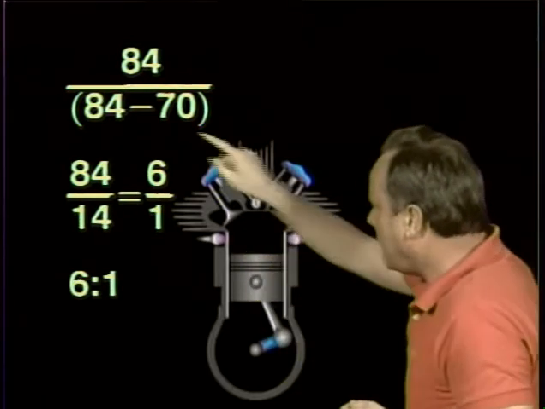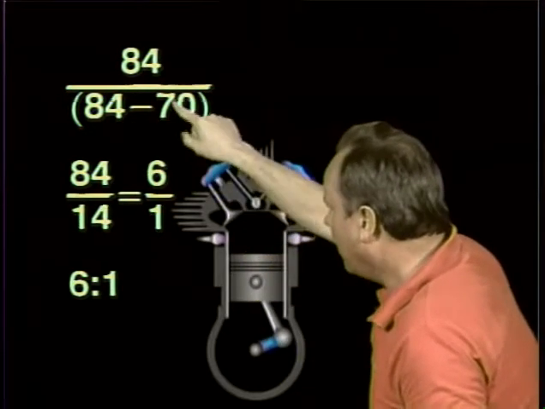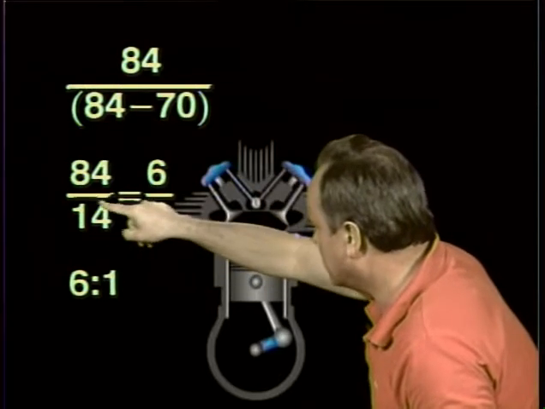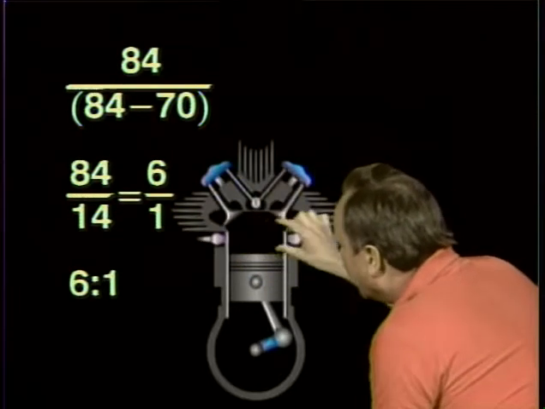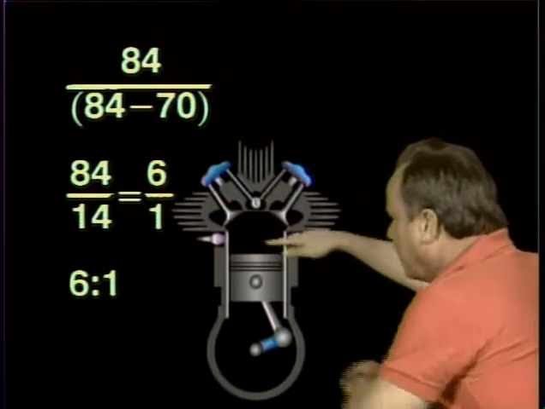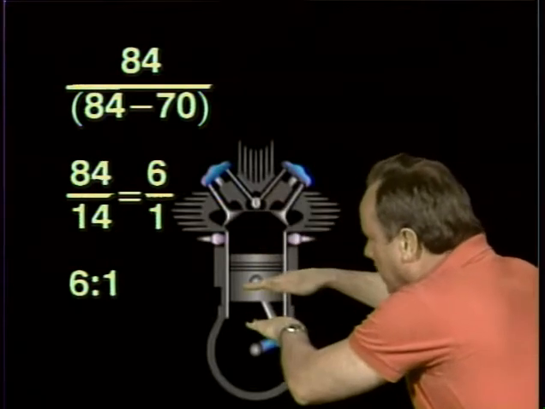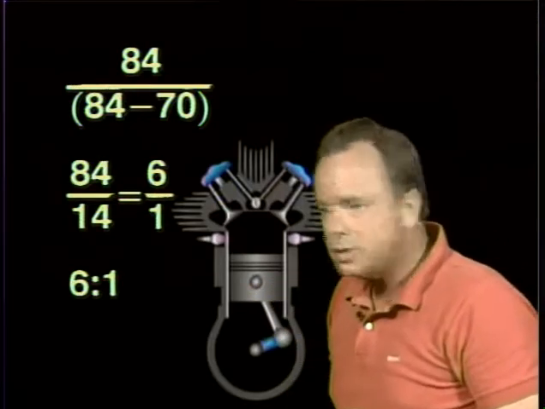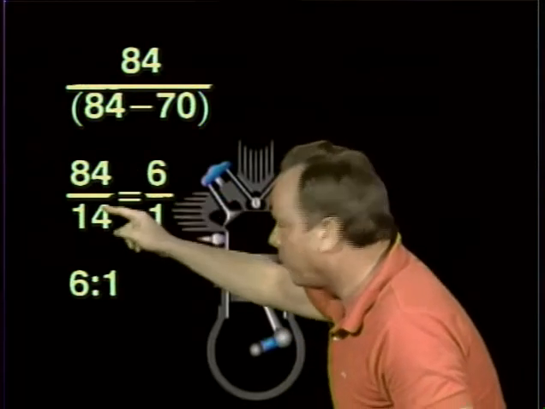Well, at the top is 84 minus 70, or 14 cubic inches at the top. So when the piston's at the top, you have 14 cubic inches left. It's that 84 minus 70. And when the piston's at the bottom, you have 84 cubic inches. So the compression ratio is 84 to 14.